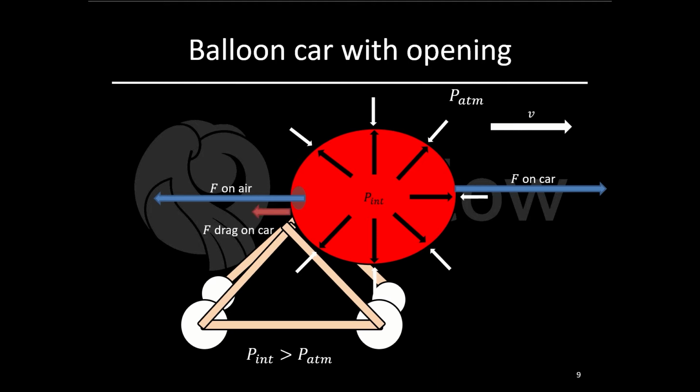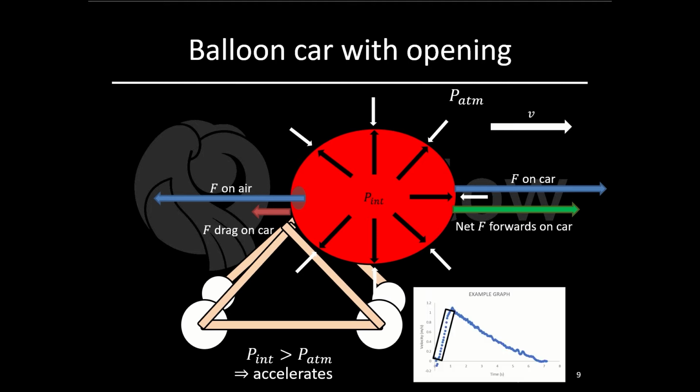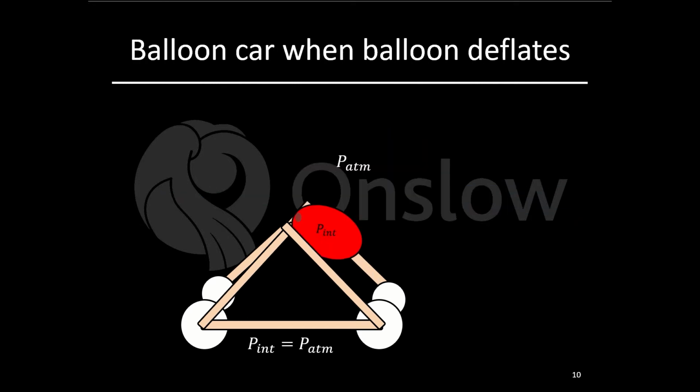The drag of the car is slowing down the car, but it's not significant enough because you still have your energy coming from the deflating balloon. So therefore there's a net force forwards on the car. Therefore it accelerates. This is around here in the graph. You can see it accelerates, but it hasn't quite deflated yet.